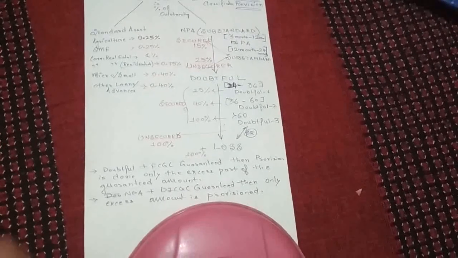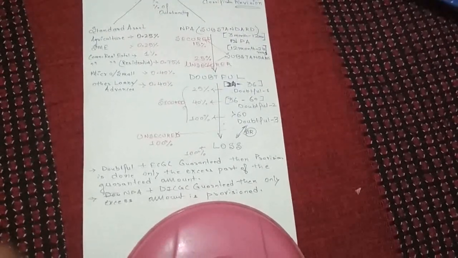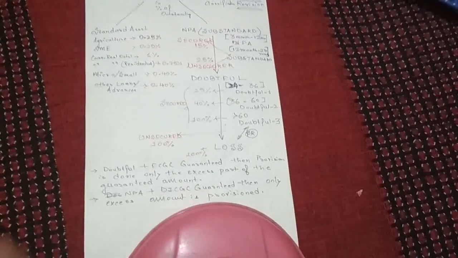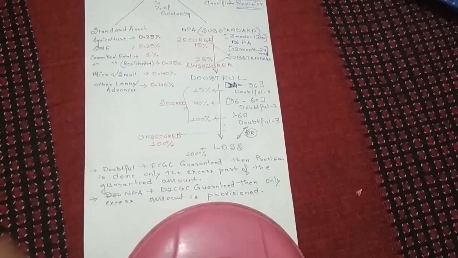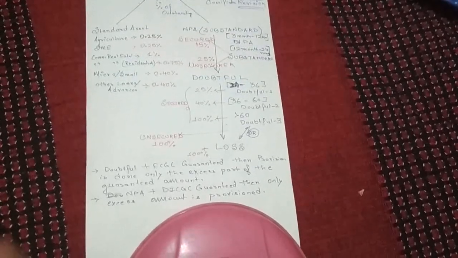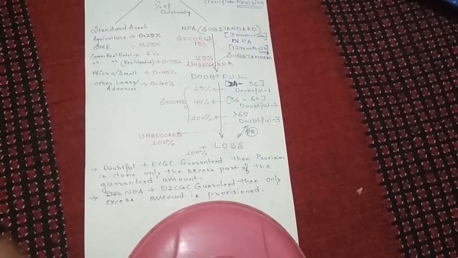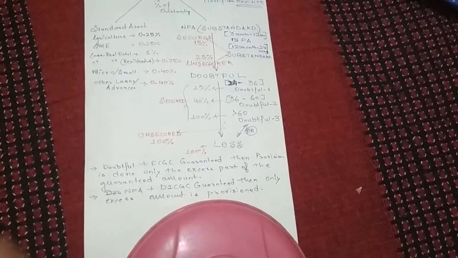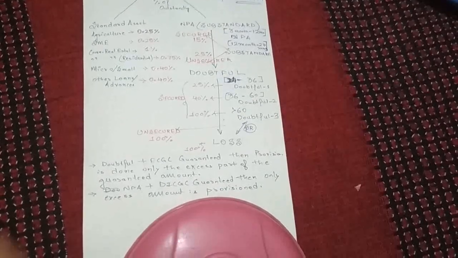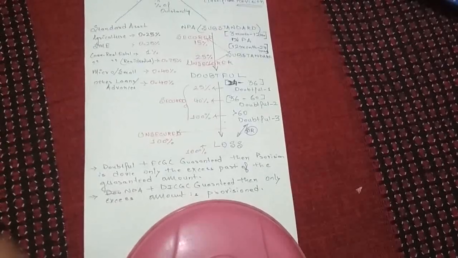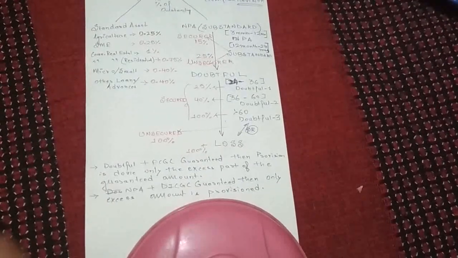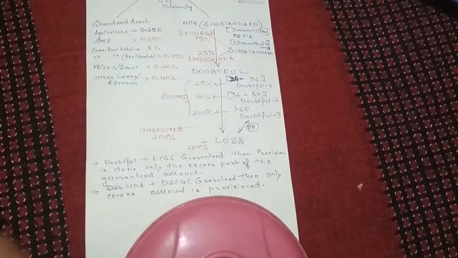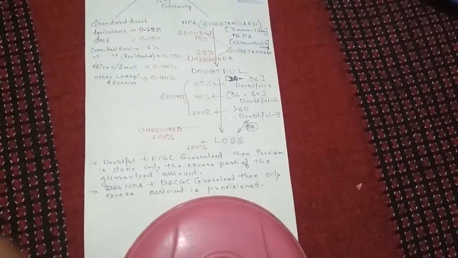Now in the non-performing assets, for the substandard, what provisioning is required? If the account is secured, then 50% provisioning is required, but if it's unsecured, then 25% provision is required. In the doubtful cases, 25%, 40%, 100% for 1, 2, 3 respectively. And if it's not secured, 100% straight away. In the loss cases, 100%. Now for doubtful plus ECGC guaranteed, provision is done only on the excess part over the guaranteed amount.